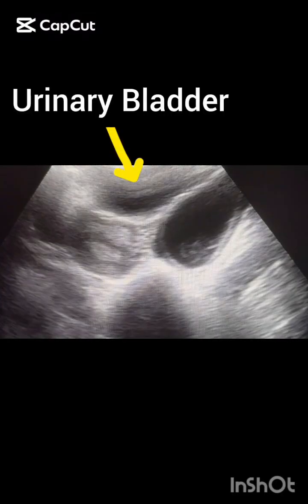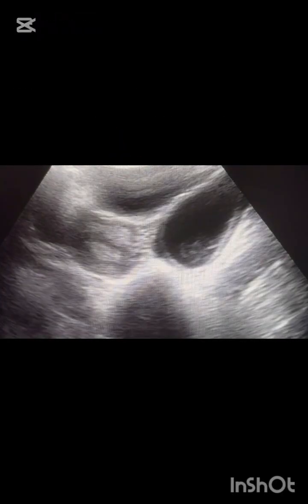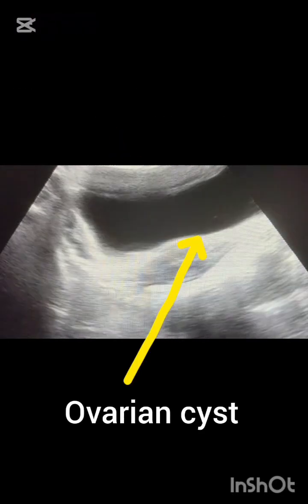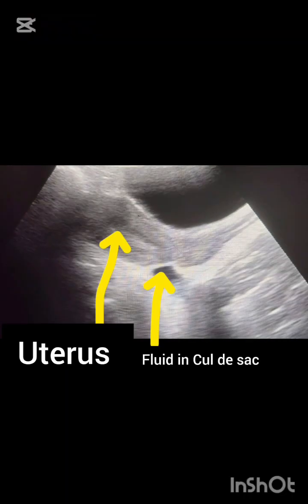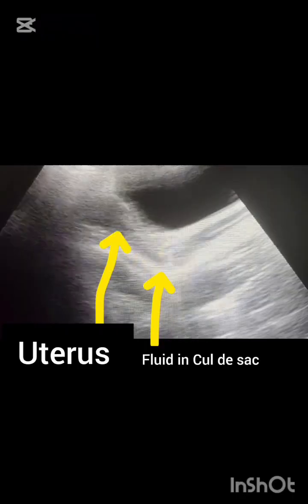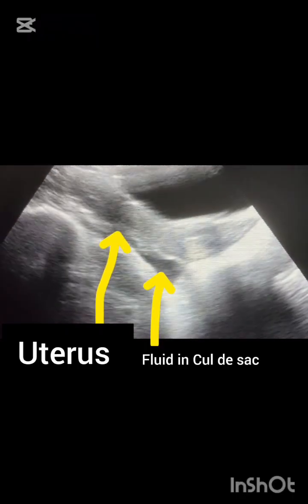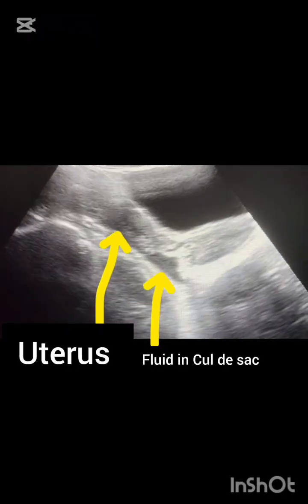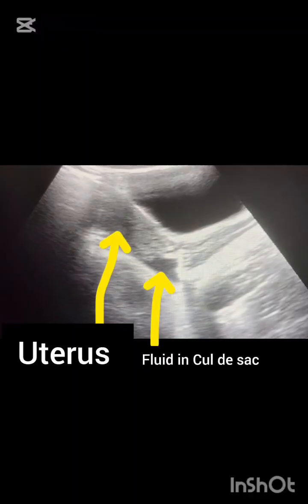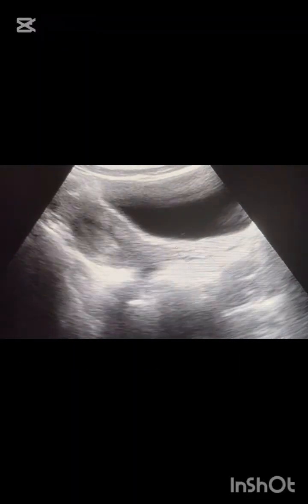Today in this ultrasound video, you can see the partially filled bladder and left hemorrhagic ovarian cyst in this pelvic ultrasound video. This is a normal sized, anteverted uterus with central endometrium, minimal fluid seen in the cul-de-sac. So this video shows pelvic inflammatory disease and left ovarian hemorrhagic cyst.